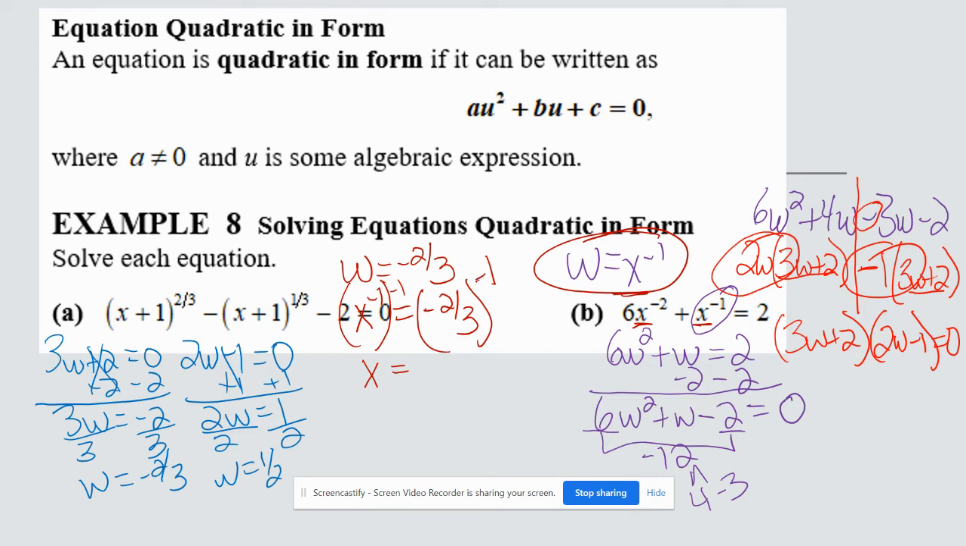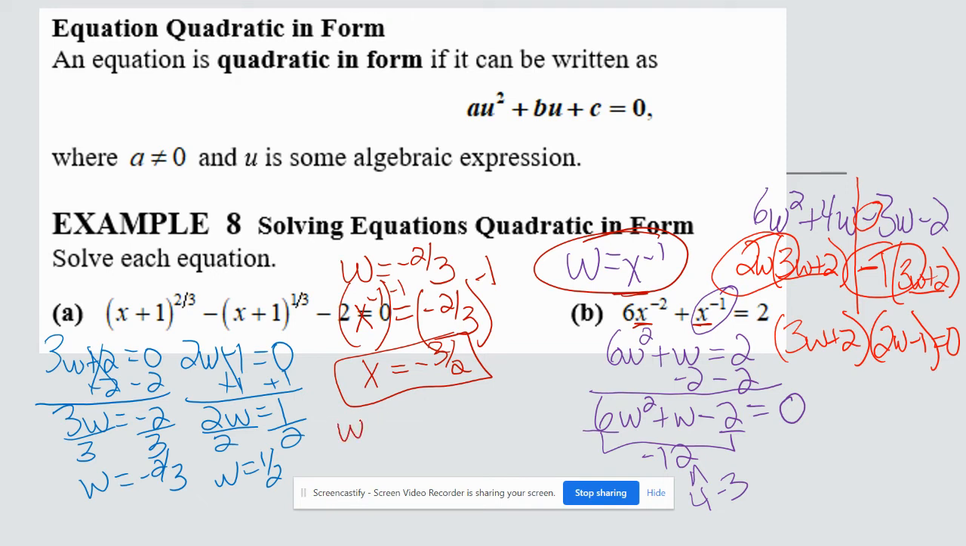This negative 1, remember the job of a negative is to take the reciprocal of whatever it's being applied to. So the reciprocal of negative 2/3 is negative 3/2. And again, you can always plug that into your calculator and it'll give you that same thing. So one of our final solutions is x is equal to negative 3/2.